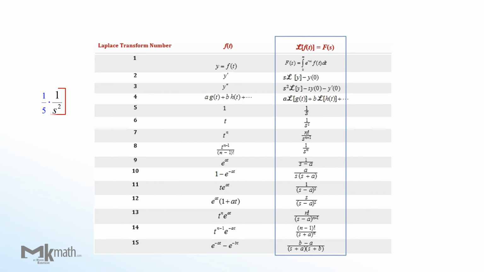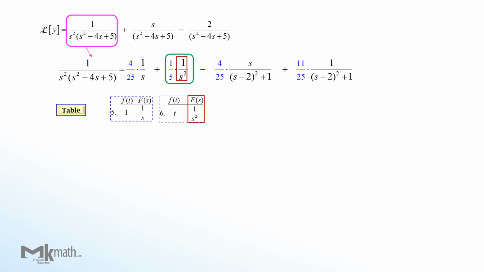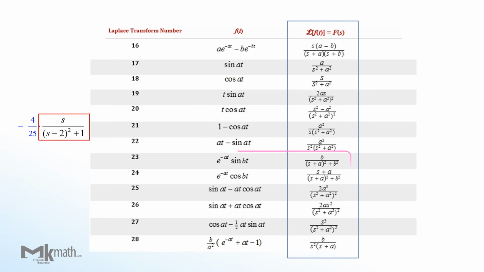For the 1 over s squared form, we can see the entry number 6. For the second one, we found the entry number 6. Let's move to the third one then. Entries number 23 and 24 are similar to the question form. However, number 23 has only constant b on the numerator. Entry 24 is not quite the same as the question form, but we choose that one since there is s on the numerator at least. We can somehow get s plus a on the numerator later.